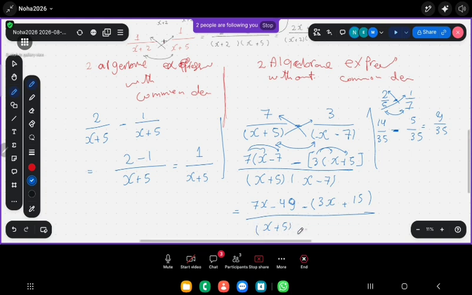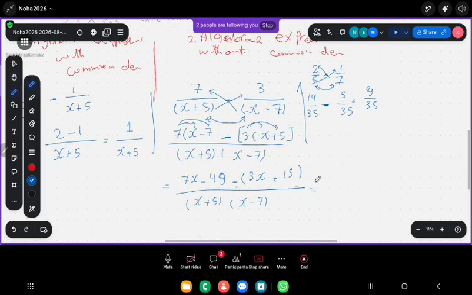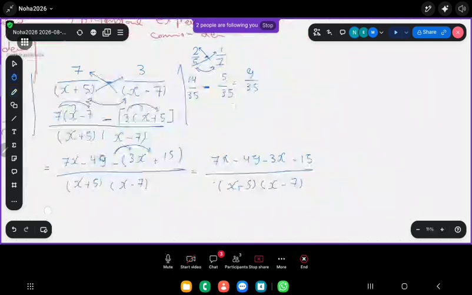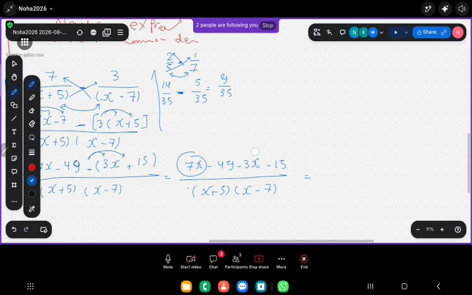x plus 5, x minus 7. Then, continue up. Here, 7x minus 49. Deal with this negative. Negative multiplied by 3x is going to be negative 3x. Negative multiplied by 15, negative 15. And down, the same. I didn't change anything down, x minus 7. Then look up. We have like terms 7x and minus 3x. It's going to be 4x.